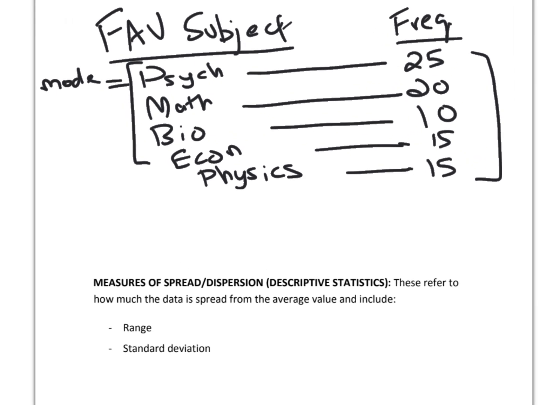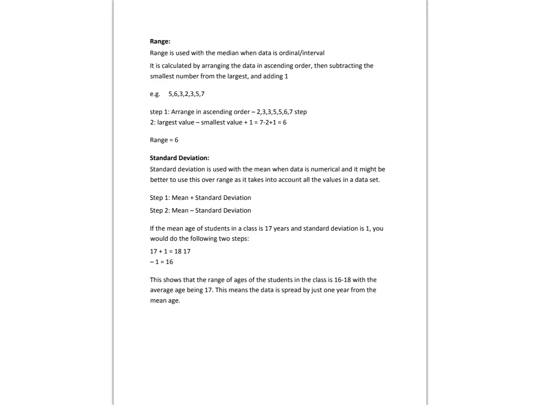The second topic is measures of spread or dispersion, also called descriptive statistics. You should know all of these terms. Where we had three measures of averages, measures of central tendency, over here we have two measures of spread, range and standard deviation. So let's look at these now.